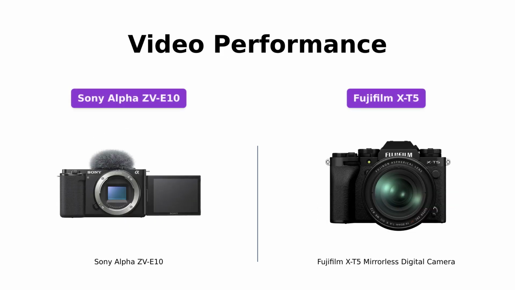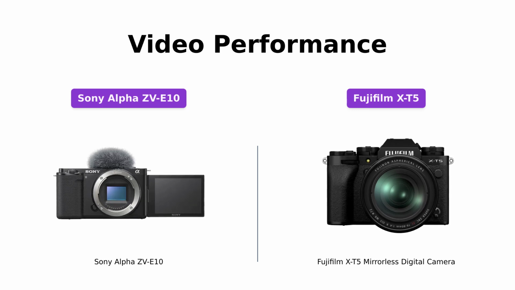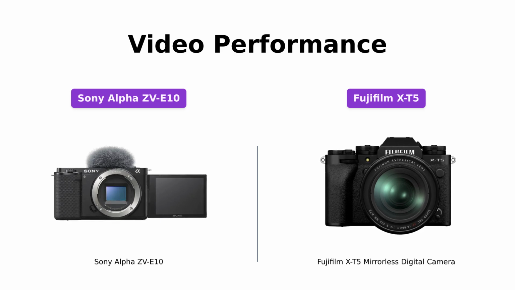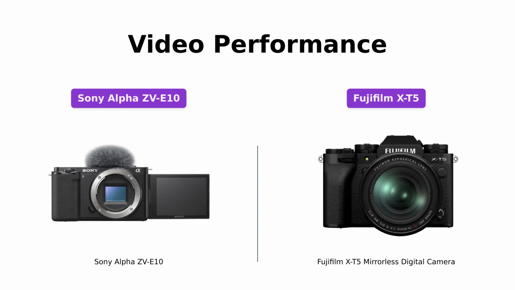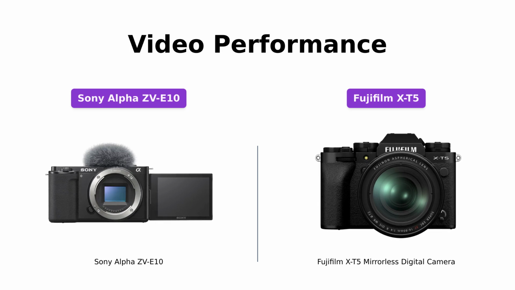When it comes to video, the Sony Alpha ZV-E10 stands out. It offers 4K movies oversampled from 6K with full pixel readout, ensuring sharp and detailed footage. It also has a product showcase setting that seamlessly transitions focus from face to object. The Fujifilm X-T5 provides excellent video capabilities as well, but it doesn't match the Sony Alpha ZV-E10's 4K oversampling capabilities.